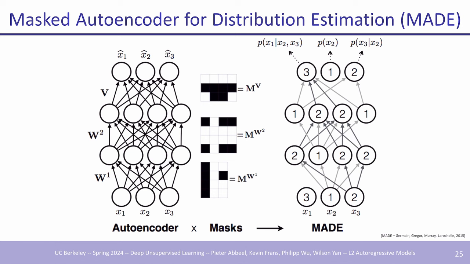Here's a picture from the MADE paper. At the time, it was popular to try to do representation learning with autoencoders, and we'll look at autoencoders in a few lectures. Suffice it to say, for this purpose, that you have some input variables, x1, x2, x3. That's one data point consisting of three dimensions. Let's say a three-pixel image, just to fit on the slide. It's not a real image, obviously.